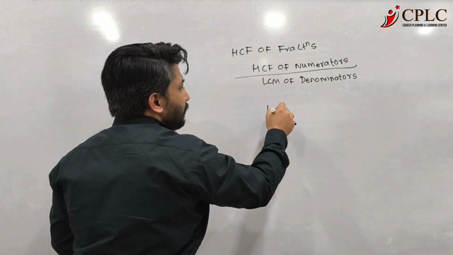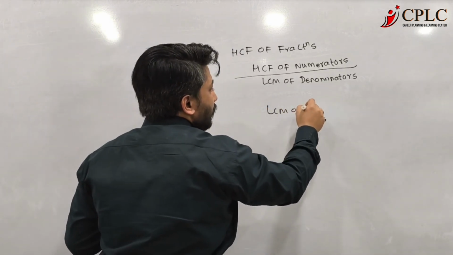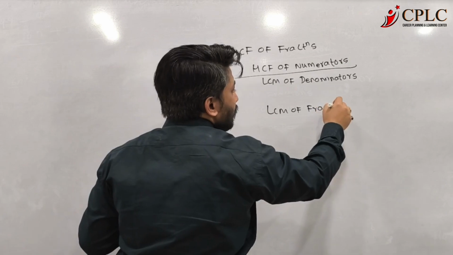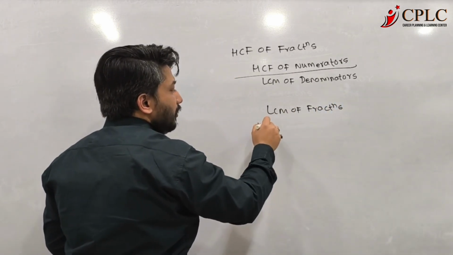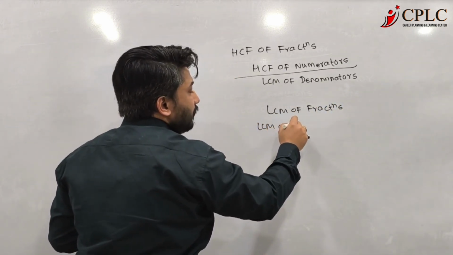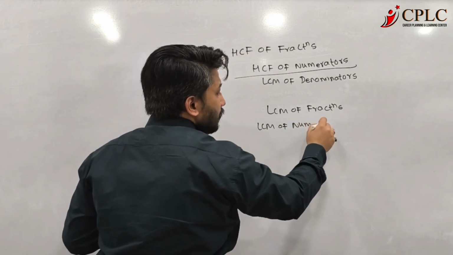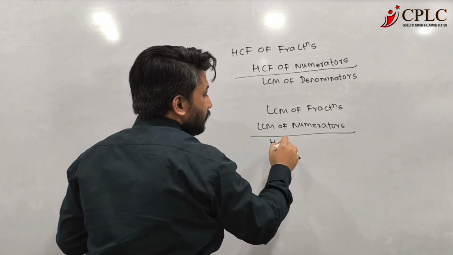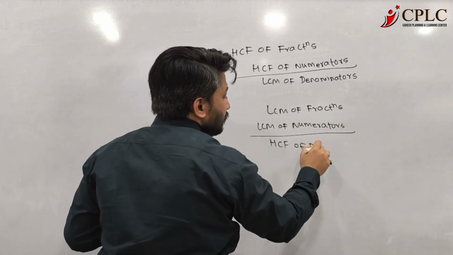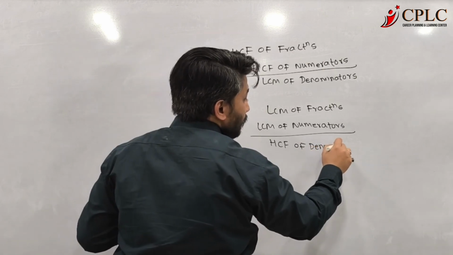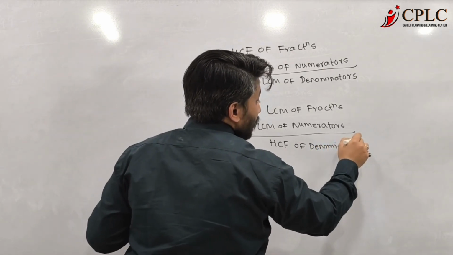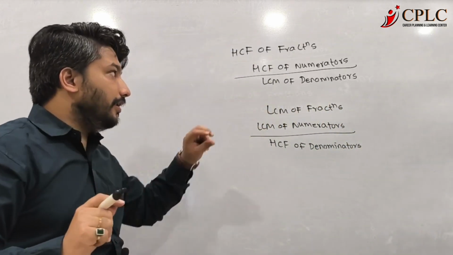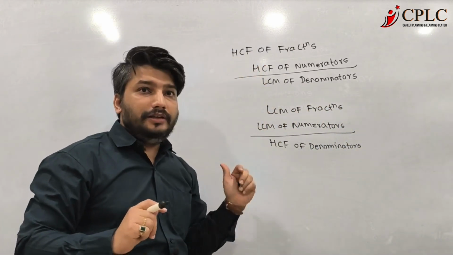And for LCM, it is going to be exactly the opposite. It will be LCM of numerators divided by HCF of denominators. So this is the formula for calculating HCF of fractions and LCM of fractions.